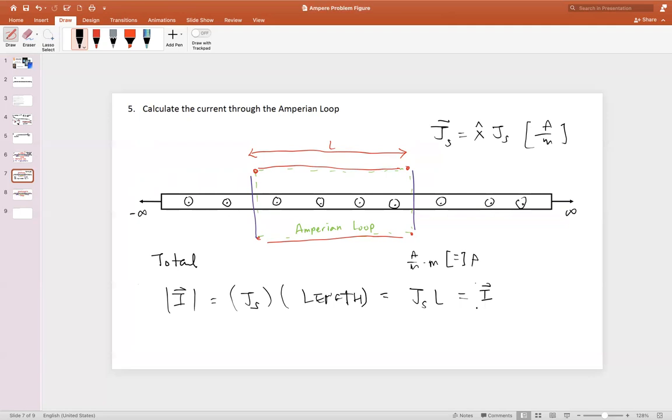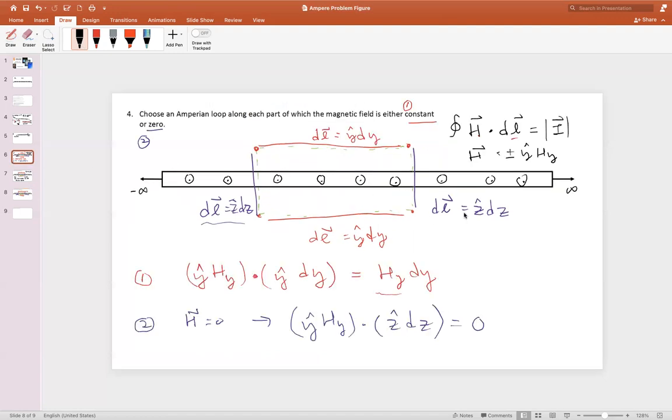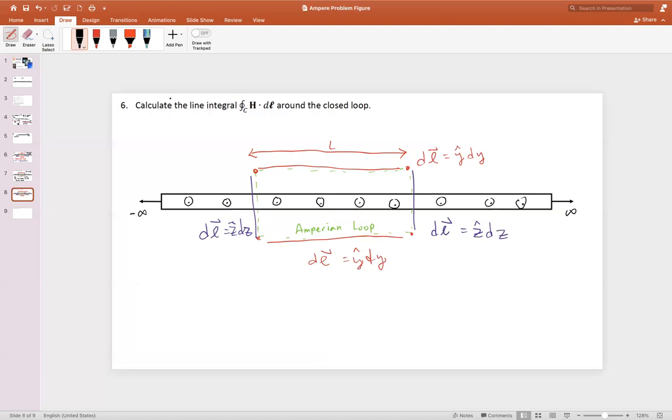So now we have a result for the right-hand side of the equation. So this JS L must be equal to the total amount of current, which must be equal to the magnetic field dotted with this path, where the path goes all the way around our Amperian loop. So now let's look at part 6, where we should calculate the other side of the equation. So this is the left-hand side of the original equation that we are looking at.